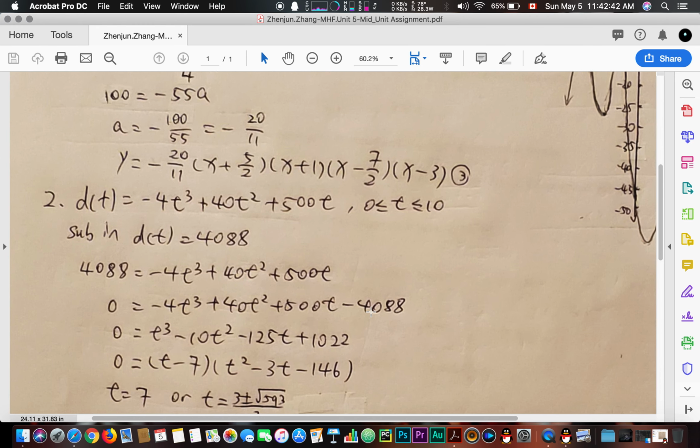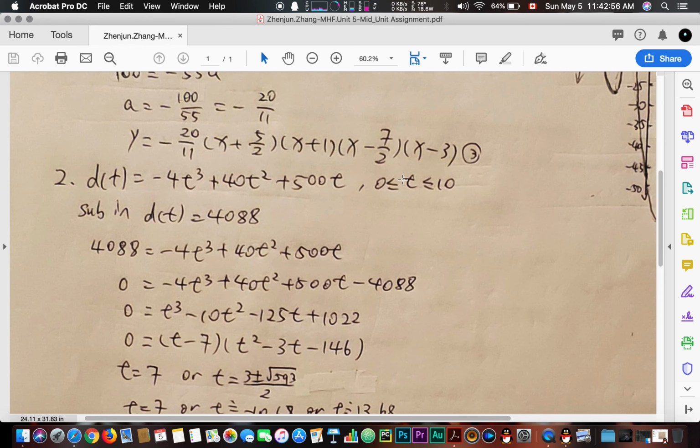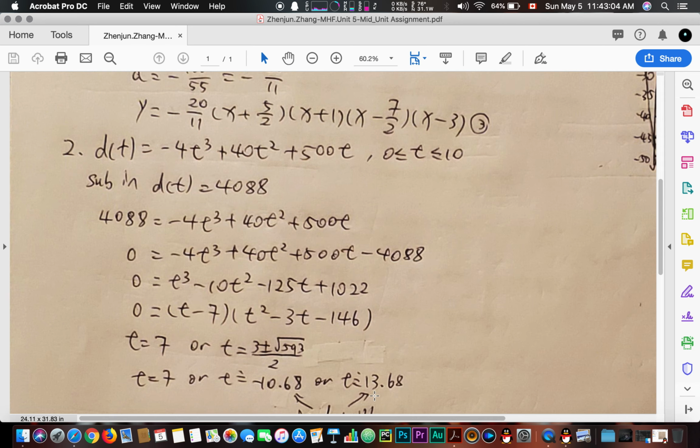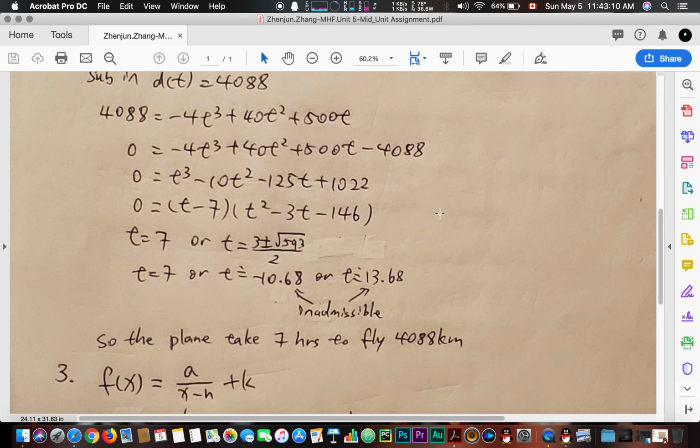So let us be pretty clear here. You have a clear restriction which specifies t needs to be greater than or equal to 0, and smaller than or equal to 10. So with that being said, t cannot go lower than 0. With that negative, it's inadmissible. And then we have our 13.68, which is greater than 10. It doesn't meet the requirements, so it's inadmissible too. So t has to be equal to 7. So 7 hours later, the plane should fly 4,088 kilometers.